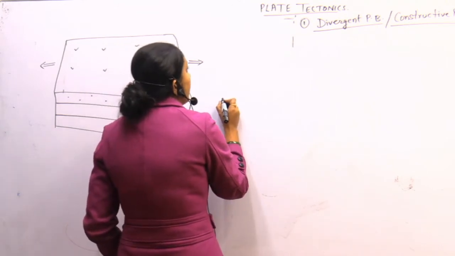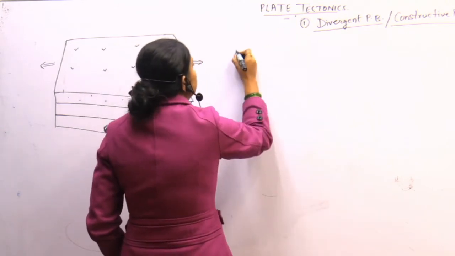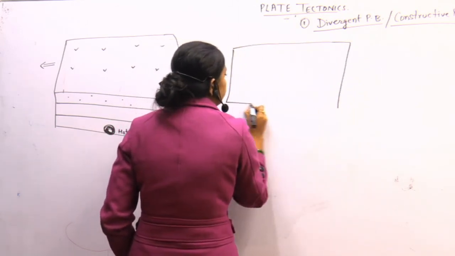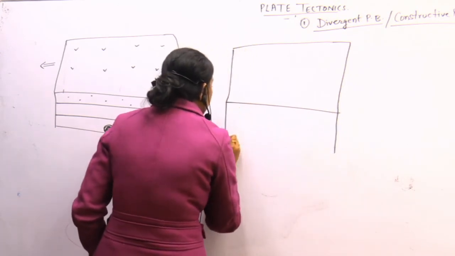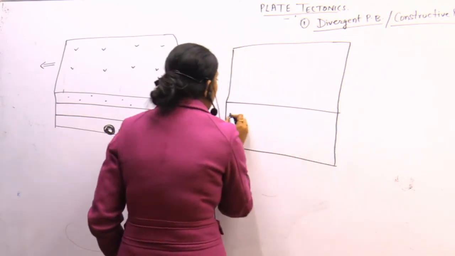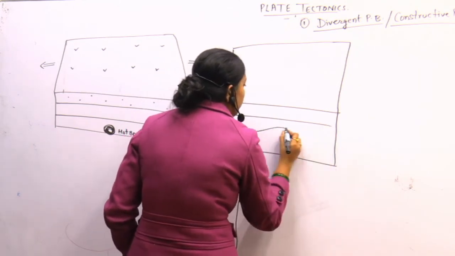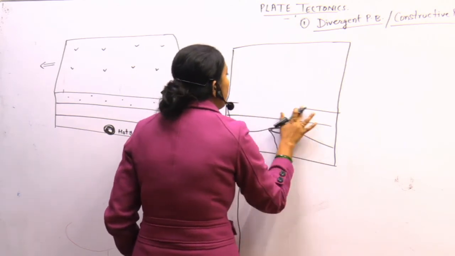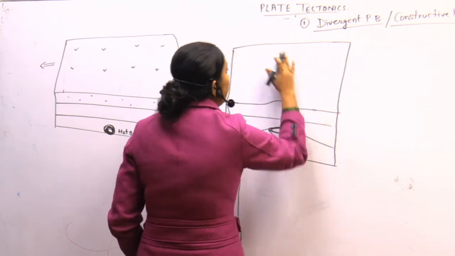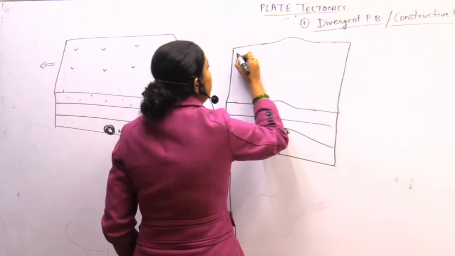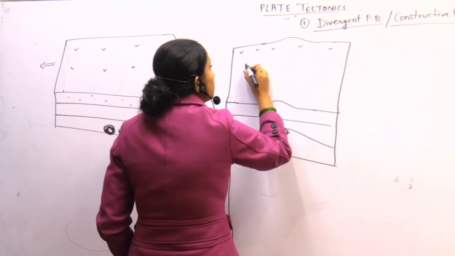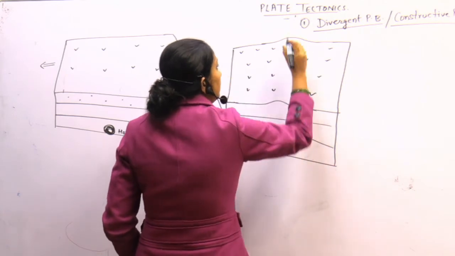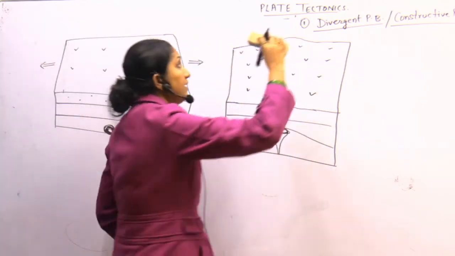So see what is happening. Along these hot spots, a mantle plume will be developed. This plume will rise upward, and this will cause bending of the continental lithosphere. So the continental lithosphere will bend like this, and upwarping will take place.